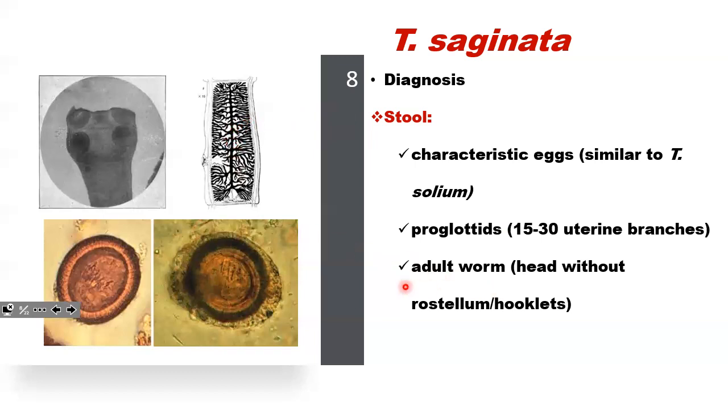If we get the head of the adult worm, we can also use this to make a diagnosis. These are the suckers we talked about. There are 2 pairs of suckers, and they are mainly for attachment. With Taenia saginata, a structure referred to as the rostellum is absent, as well as the hooklets. So the hooklets that we saw here don't persist in the adult worm of Taenia saginata. Is that clear?